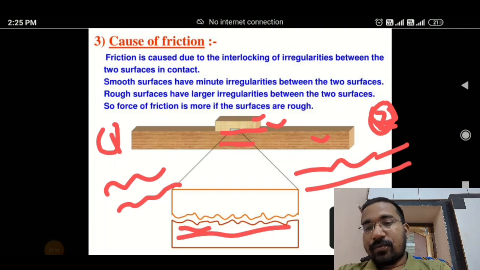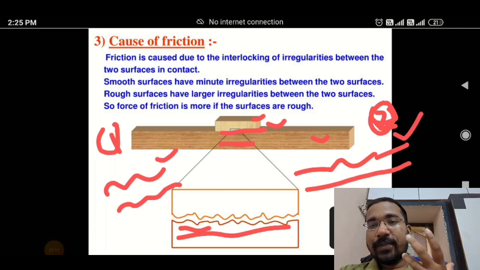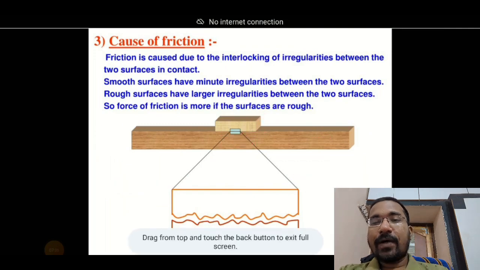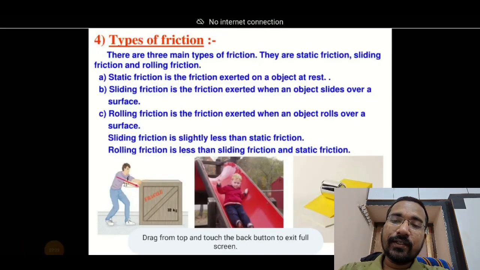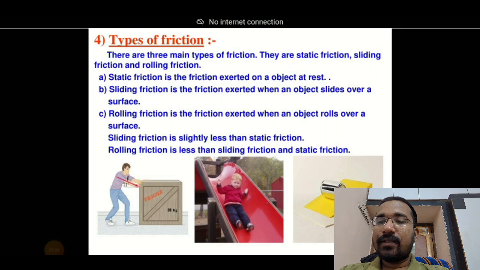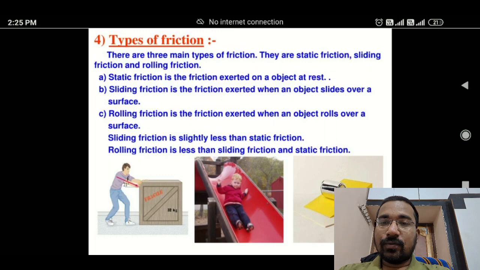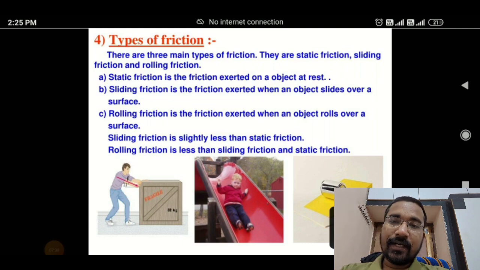If rough surface 1 or 2, where is the more interlocking or more friction? Okay, very good. The first one, because there is more interlocking, and in the second one there is less interlocking. So there are types of friction. First is static friction, second is sliding friction. Here it is the static friction.